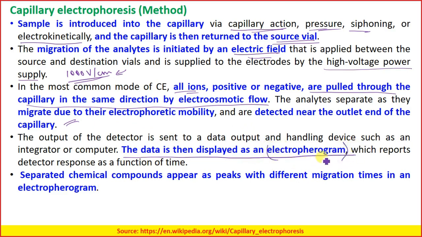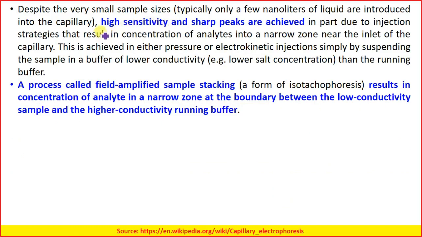So electropherogram. Like in chromatography, it is chromatogram; in electrophoresis, it is electropherogram. Separated chemical compounds appear as peaks with different migration times in an electropherogram. Just like a chromatogram, you will be getting some peaks, something like this. Okay, so you will be having time on the x-axis and the absorption or the concentration on the y-axis. So they have high sensitivity and sharp peaks are achieved. Why are sharp peaks achieved? This is because of the type of the flow.